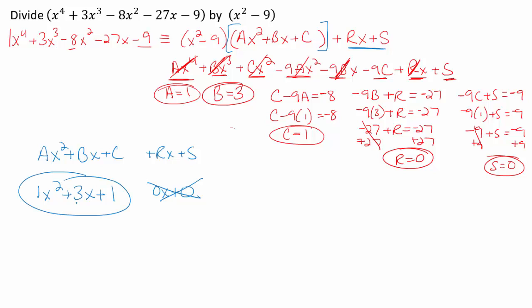This is my result. This is my quotient. In this case, it didn't have a remainder, but we always solve for them just in case, because if this had it could have had a remainder of 2x plus 1. So we need to make sure that we account for it. But this is my answer.